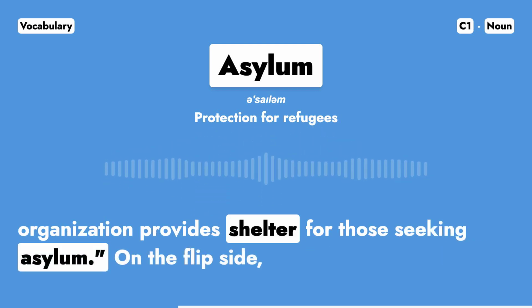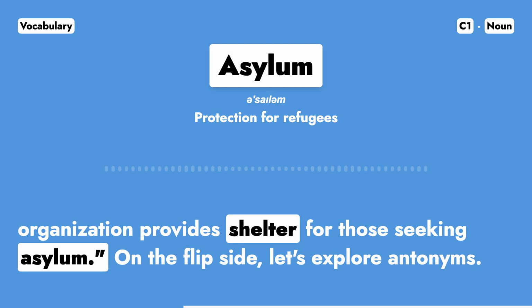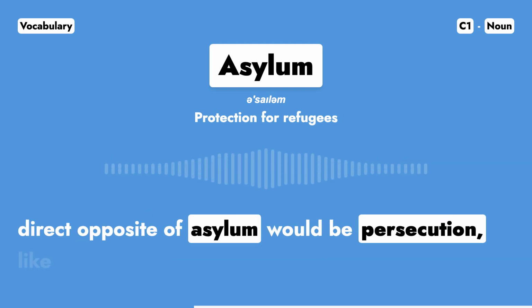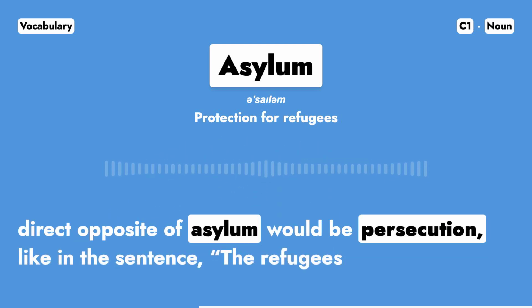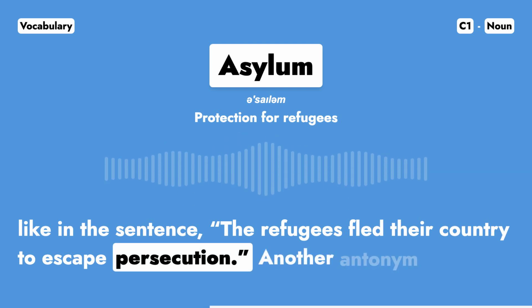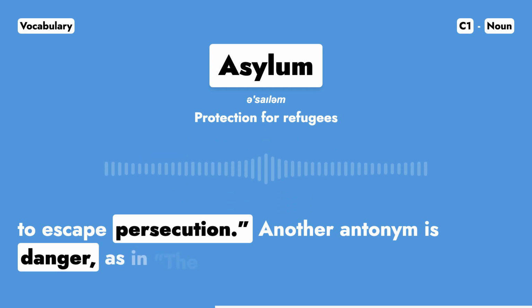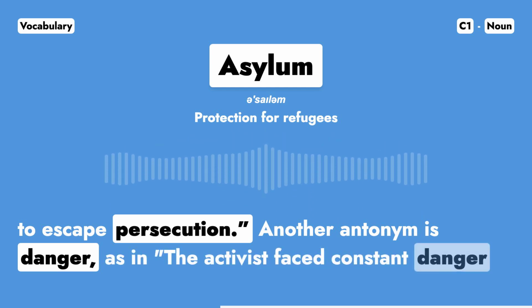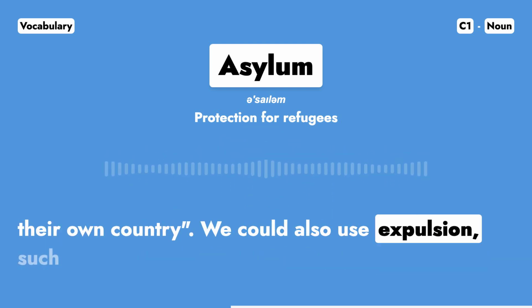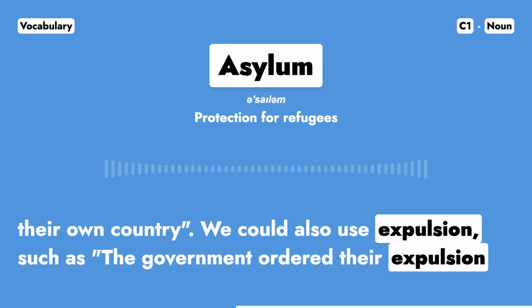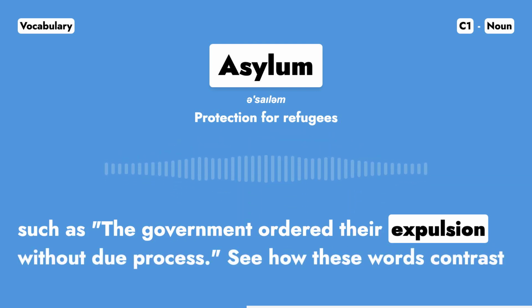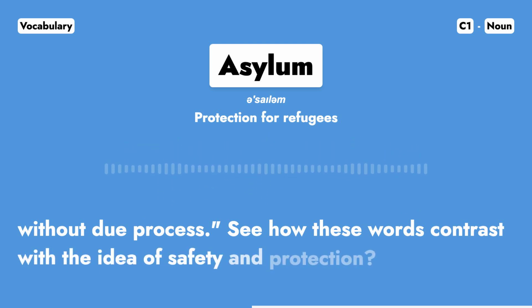On the flip side, let's explore antonyms. A direct opposite of asylum would be persecution, like in the sentence, the refugees fled their country to escape persecution. Another antonym is danger, as in the activist faced constant danger in their own country. We could also use expulsion, such as the government ordered their expulsion without due process. See how these words contrast with the idea of safety and protection.